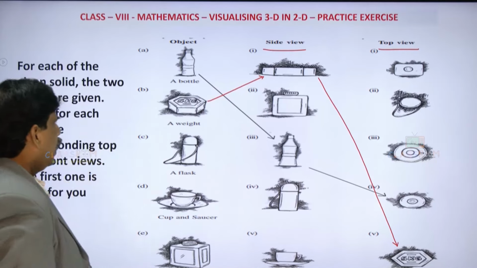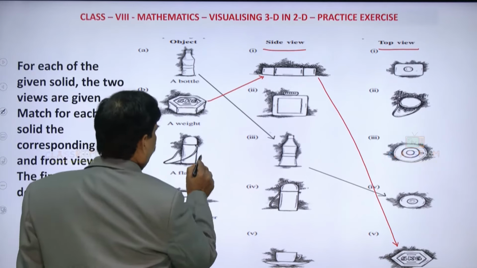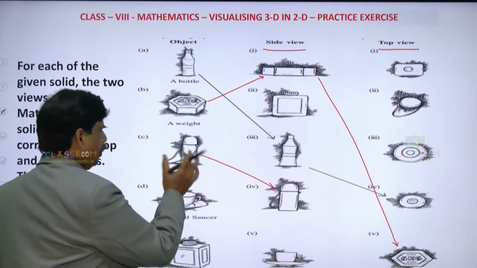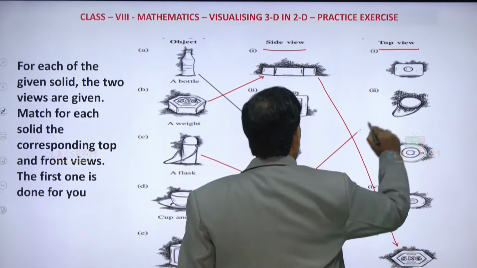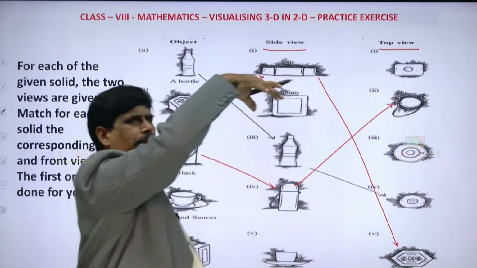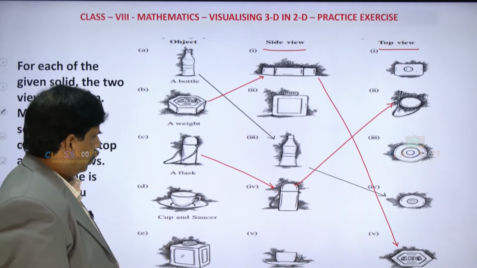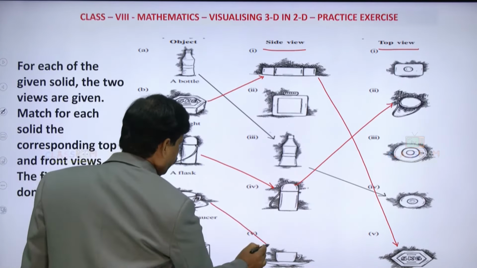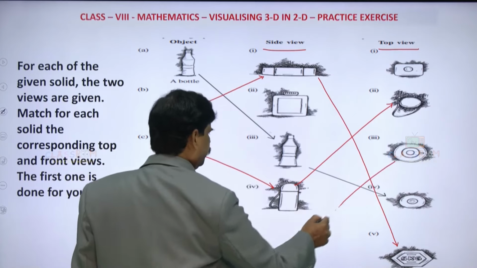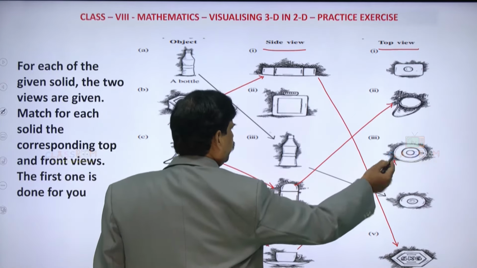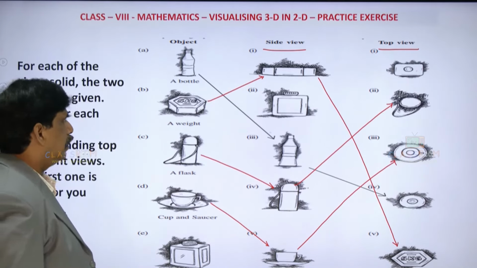Is it clear? And then next coming to a flask here. This will be the side view. If we look from the side, the flask appears like this. And if we see from the top, it appears like this. And then we have a cup and saucer. From the side, it appears like this. And from the top, if we see, it appears like this. Is it clear? And then we have a container.